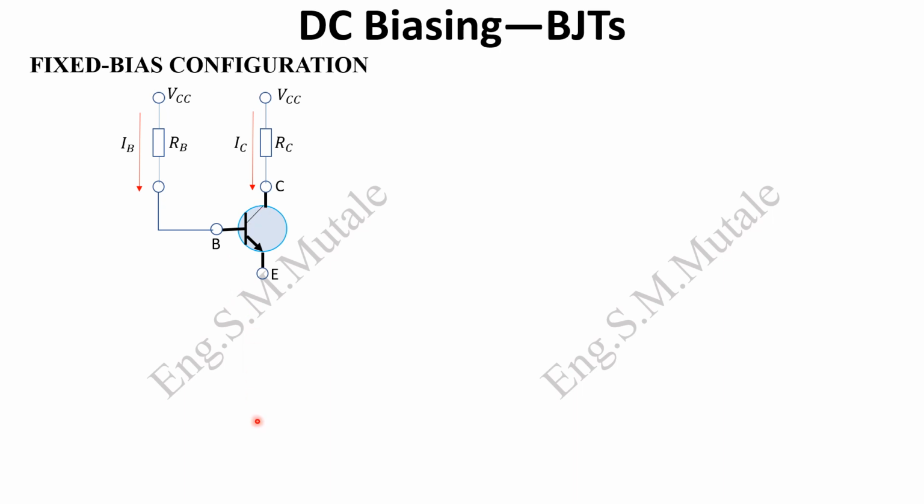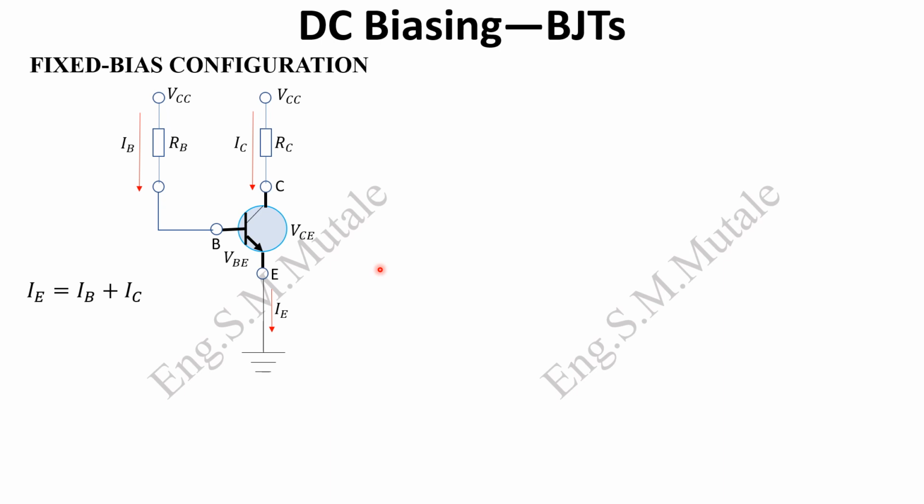Then they are supposed to go to the ground through the emitter. We have some voltage between the base and the emitter, which we are calling VBE. That's the voltage between base and emitter. And we have the voltage between the collector and the emitter, which we are calling VCE. The emitter is where we connect the ground. We have a current passing through the emitter, going to the ground, and that current we are calling IE. A configuration which looks like this is what we are calling a fixed bias configuration.